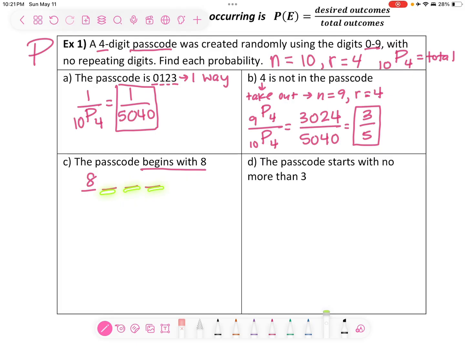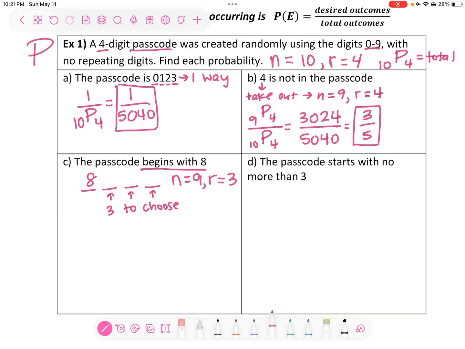So now there's only 3 spots open, right? 3 slots open that we can put a digit in. And it can't be 8 because it said that there's no repeating digits. So that 8 is gone. So looking at the scenario that way, for the desired outcomes, there's only going to be 9 numbers because 8 is already used, right? 8 is here. So there's only 9 numbers left. And then the R, instead of choosing 4, we can only choose 3. We can only choose the 3 slots that are remaining.